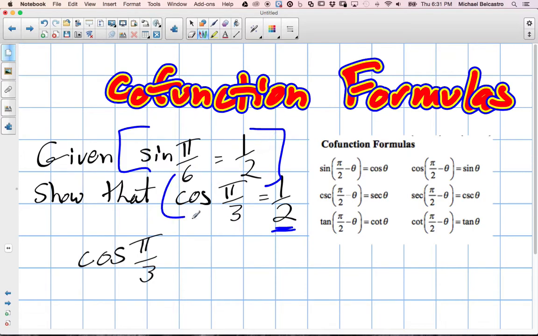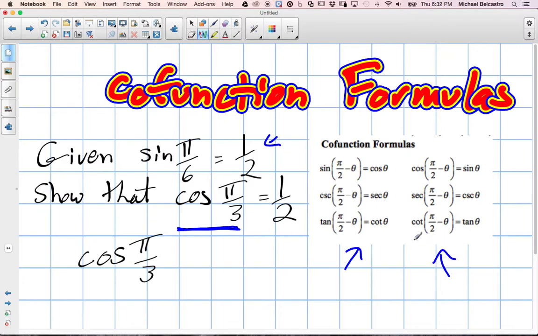We somehow have to turn this into essentially this function, because we know that that expression is equal to a half. We can't say that this is. We don't know that it is. So we have to use these formulas here to somehow manipulate this to turn it into this idea here.